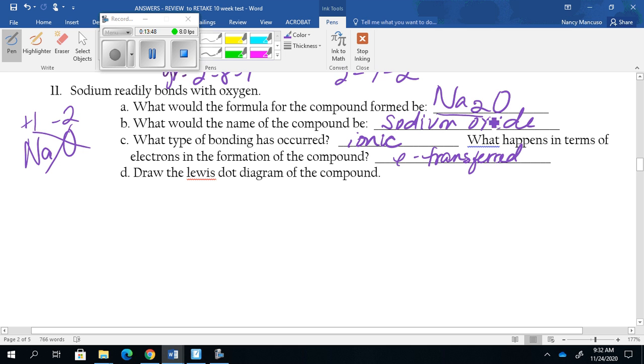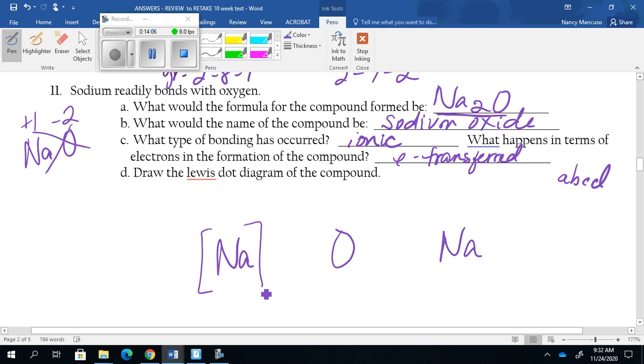All right, up here, the formula tells me how I'm going to do it, and I'm just going to remind myself, it's ionic, so I need A, B, C, D. A, the atoms. I only have 1 oxygen, so I put it in the middle. I have 2 sodiums, so I put them on each side. B for brackets, put the brackets around it.